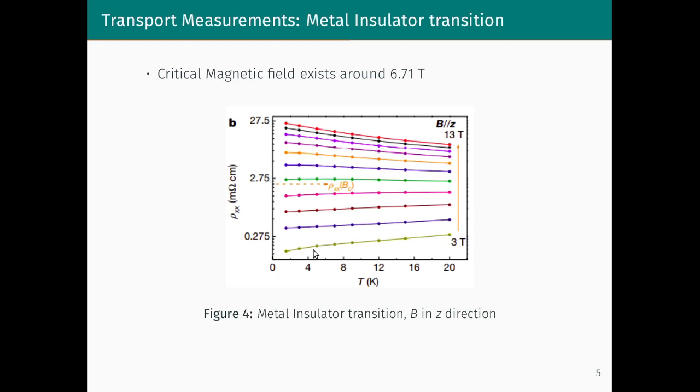So we also do the metal insulator measurements related to the metal insulator transition in the sample, where it could be very well seen that the rho xx versus T graph shows increasing nature below a certain critical magnetic field, and above that it shows the reverse trend. The rho xx decreases with increase in temperature. This could suggest that below this critical magnetic field our sample behaves like a metal, and above that it behaves like an insulator.